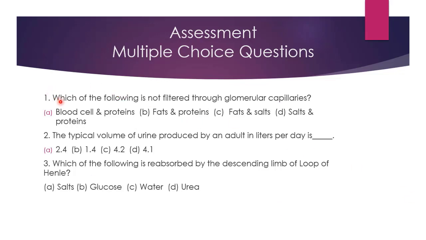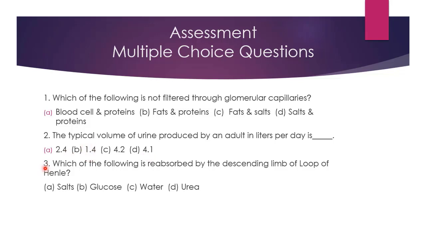Number 1. Which of the following is not filtered through glomerular capillaries? Blood cells and proteins, fats and proteins, fats and salts, salts and proteins. And the correct answer is blood cells and proteins, because glomerular capillaries will not allow the large size particles to move across them. Number 2. The typical volume of urine produced by an adult in liters per day is 2.4 liters, 1.4 liters, 4.2 liters or 4.1 liters. And the correct answer is 1.4 liters per day.